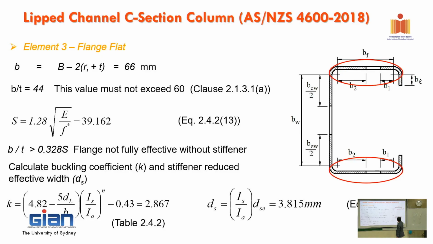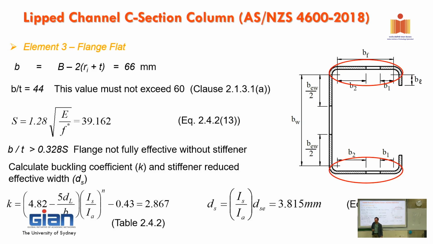Yep. This is flange plane. So what is this? Yes, S is just an equation based on this one. We got E, we got F star, we calculate S. It's just the limiting width relations. It's based on here: you calculate S, and from that you can compare with B on 2, then you can see whether it's fully effective or you can calculate this one.